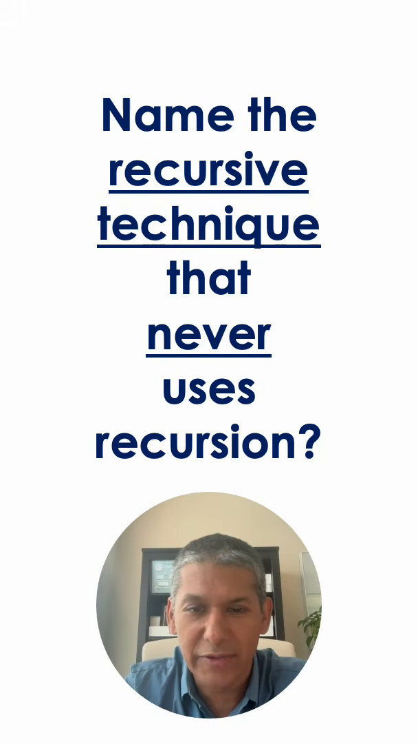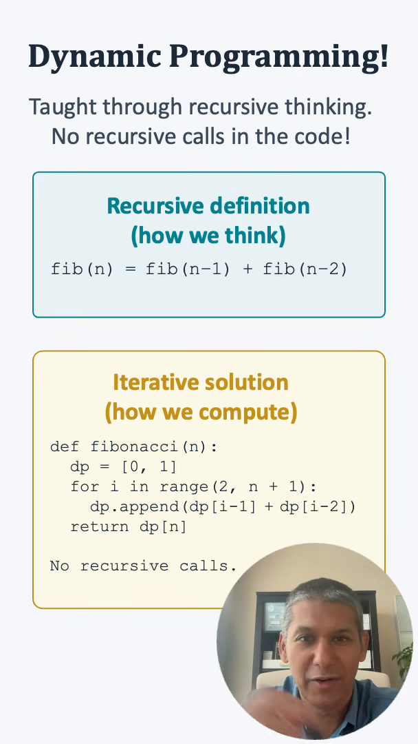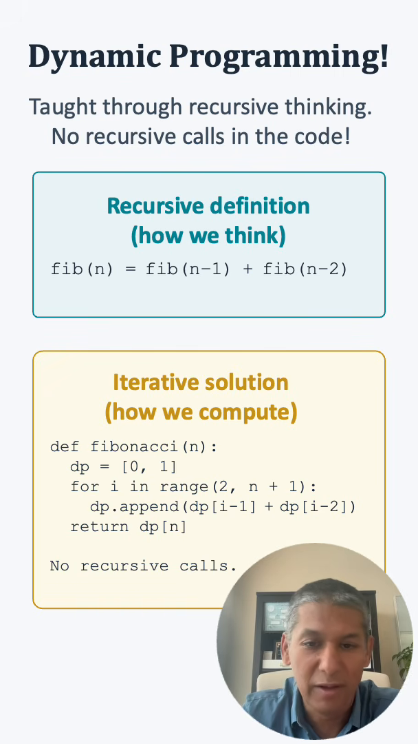So what's the recursive technique that actually never uses recursion? The answer, of course, is dynamic programming. Even though we teach dynamic programming in a recursive thinking approach, there are actually no recursive calls in the code itself. So the way we would define Fibonacci numbers would be: the nth Fibonacci number is the sum of the previous two Fibonacci numbers.